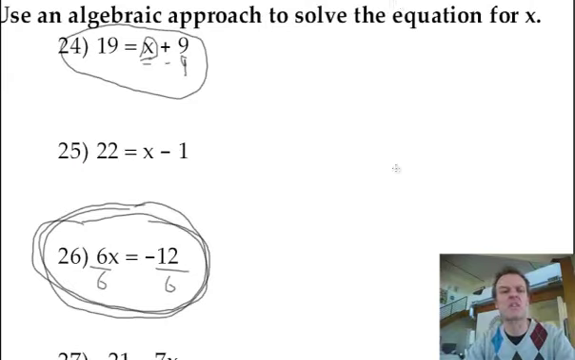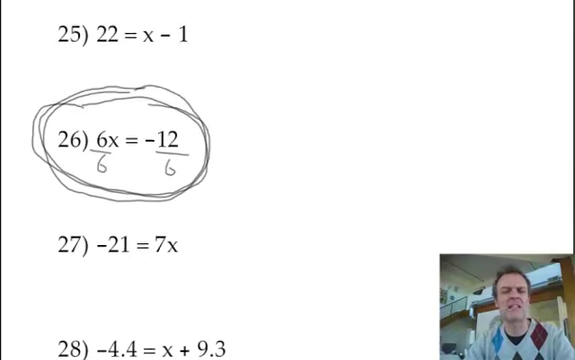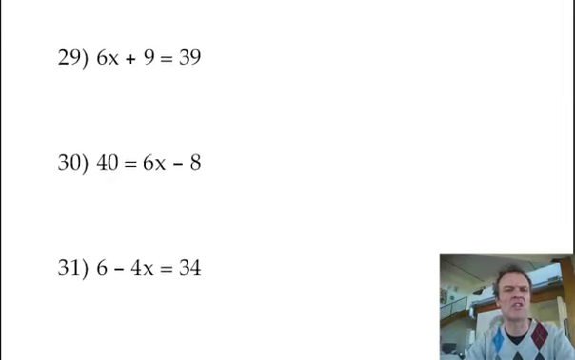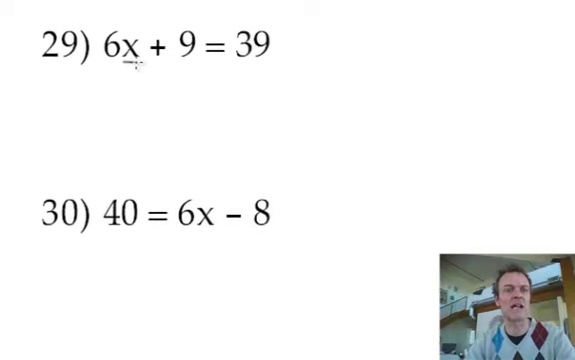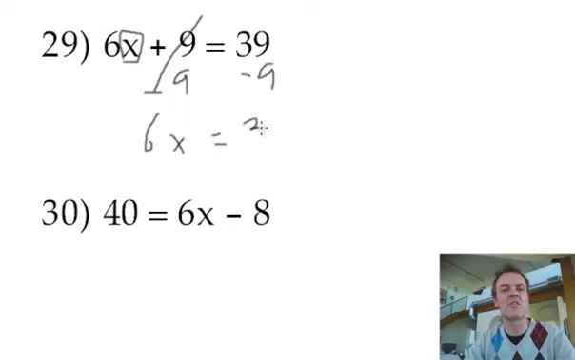So let's have a look at some just basic stuff then, because it's a bit more complicated. Let's have a look at question 29. How do I find out what x equals? I would take away 9. Don't divide by 6. You're going to do that eventually. Take away 9, you're left with 6x on the left. If I take away 9 from this side, I'm left with 30.